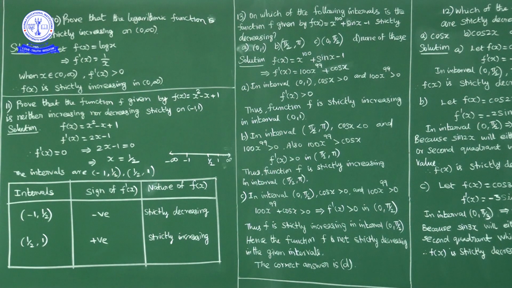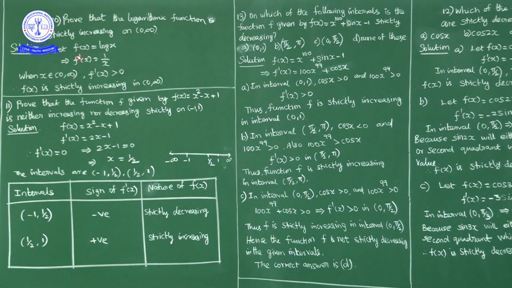Hello students, last class we discussed up to exercise 6.2 question number 6. Now in continuation to last class, we are discussing exercise 6.2 up to question number 9 completed. Question number 10, prove that the logarithmic function is strictly increasing on 0 to infinity. Log x function, domain is what? 0 to infinity. So we have to prove that the logarithmic function is strictly increasing on 0 to infinity.